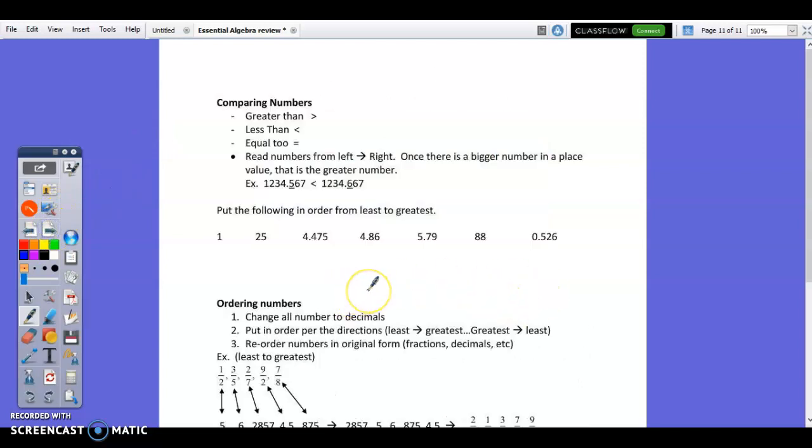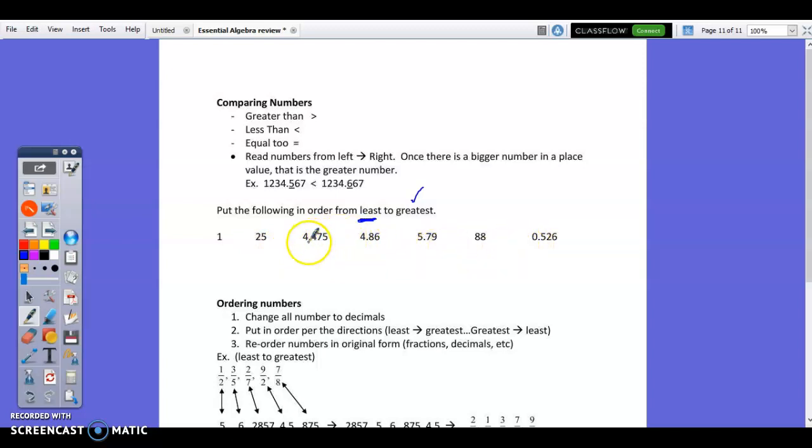All right, so if I am going to look at all of these, and I'm going to put these in order, I'm reading numbers from left to right, meaning this 1, 2, 3, 4. Whatever has the most numbers over here and are the higher, that's going to be the bigger number. So if I'm going to put these in order, I'm going to reverse my thinking. From least to greatest, I'm looking for the smallest number to start with. Well, I'm going to just number from greatest to least. So if I look at this, I can look at 1, 25, 4 point something, 4.86, 5 point.